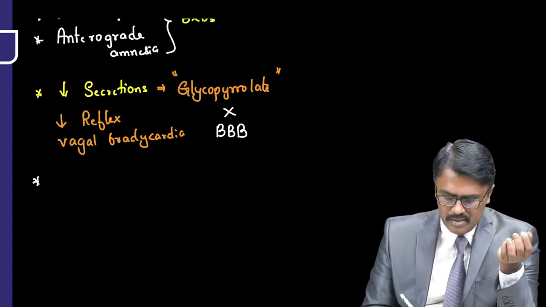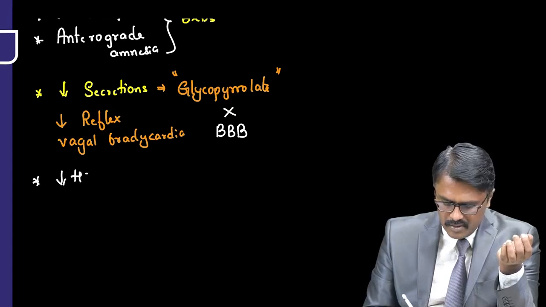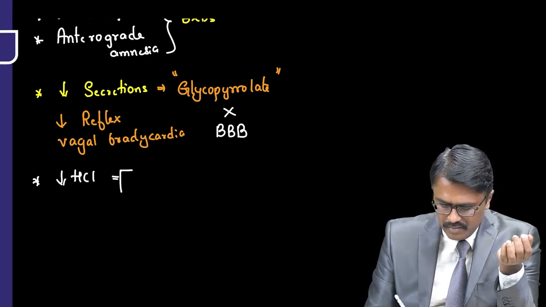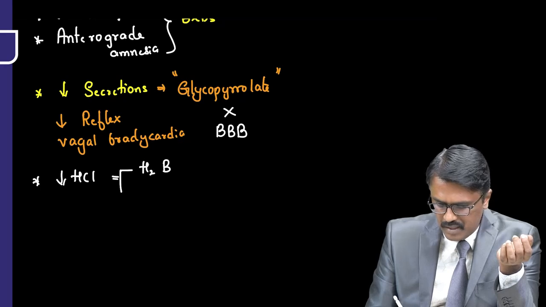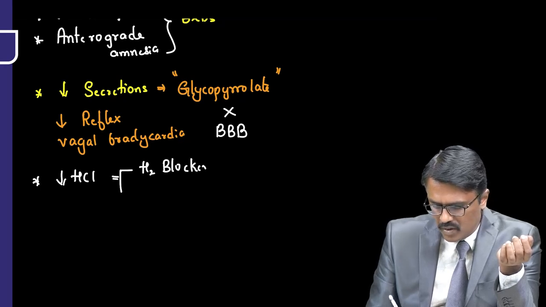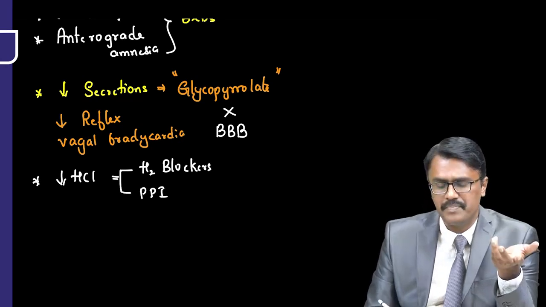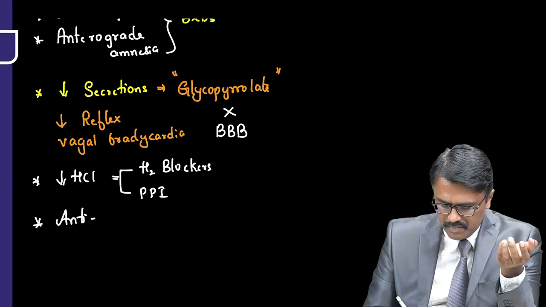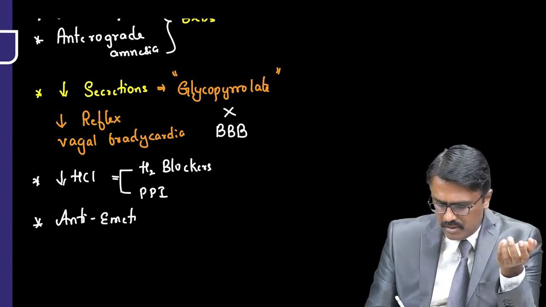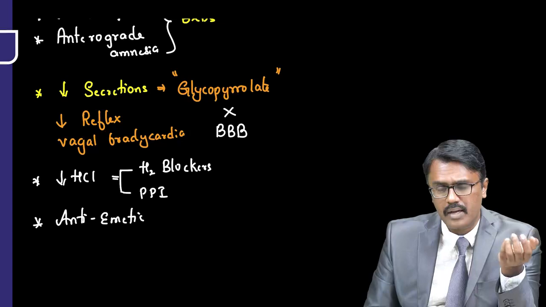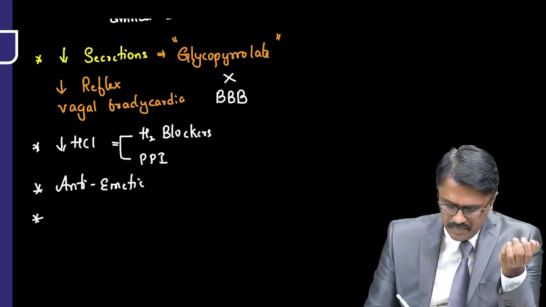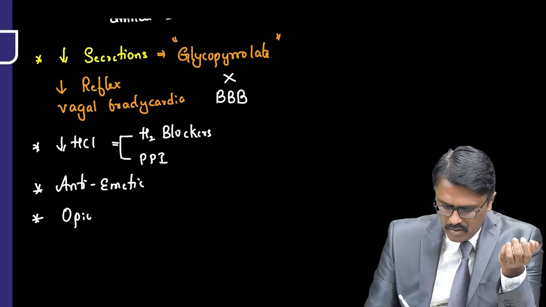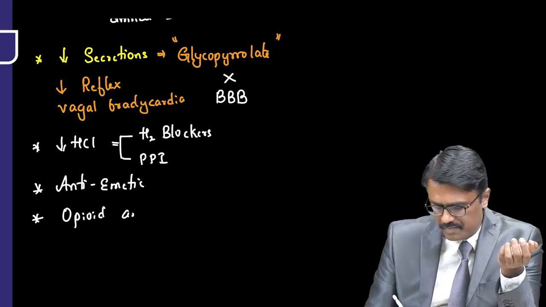Another important thing is you decrease the HCl secretions. To decrease HCl secretion, we can give H2 blockers like ranitidine, or we can give proton pump inhibitors like pantoprazole. Certain times antiemetics are also added, like ondansetron, metoclopramide, domperidone, they can be used. And opioid analgesics are also given before surgery.